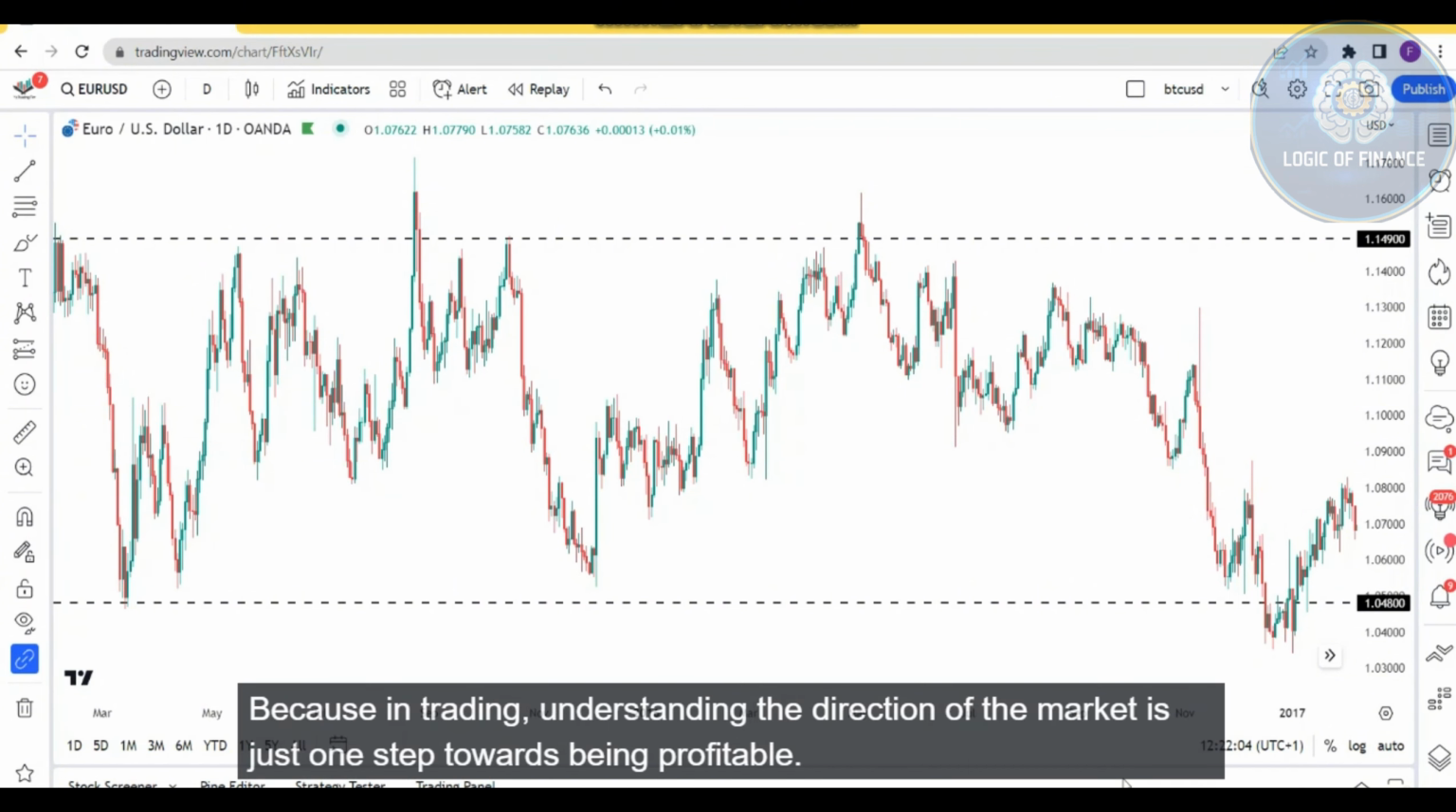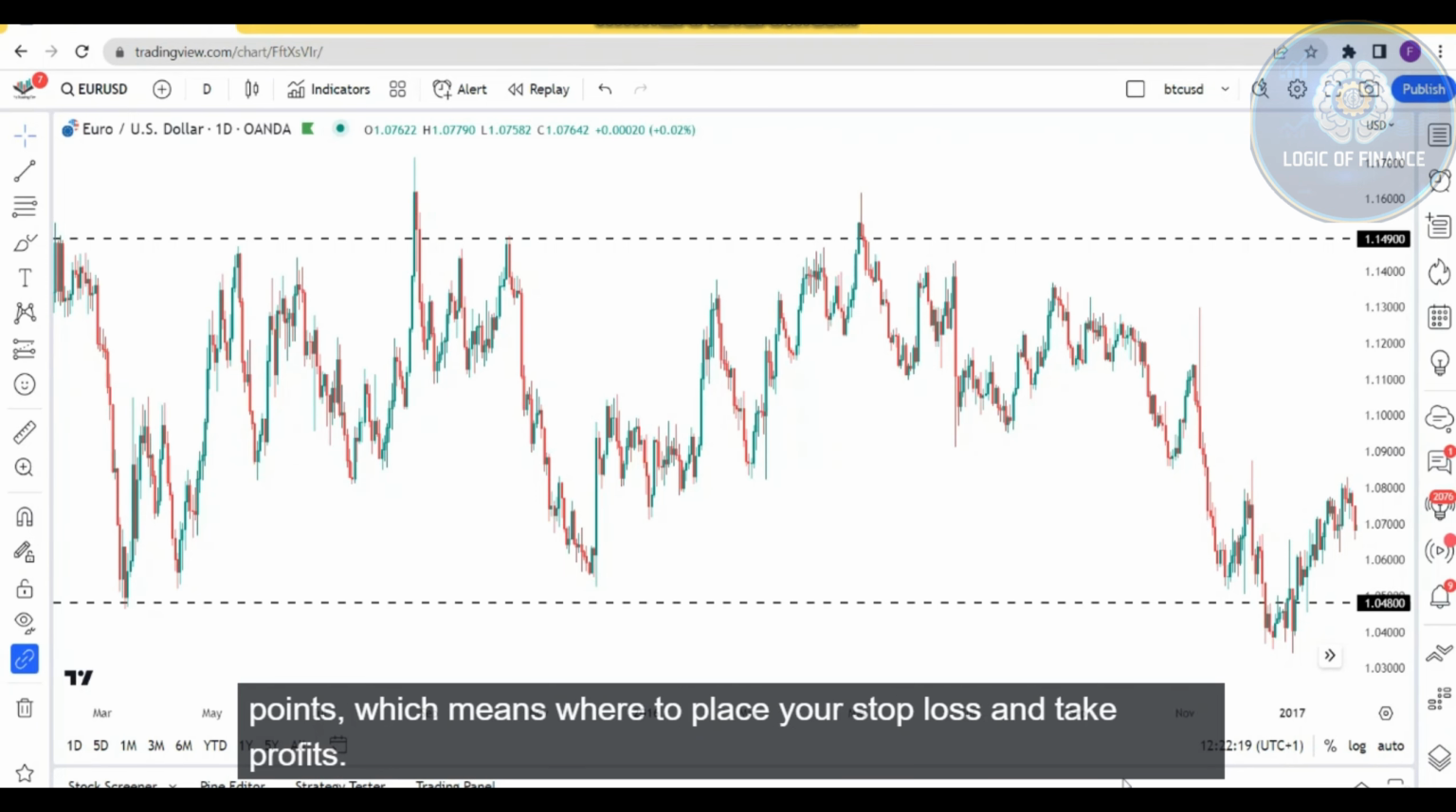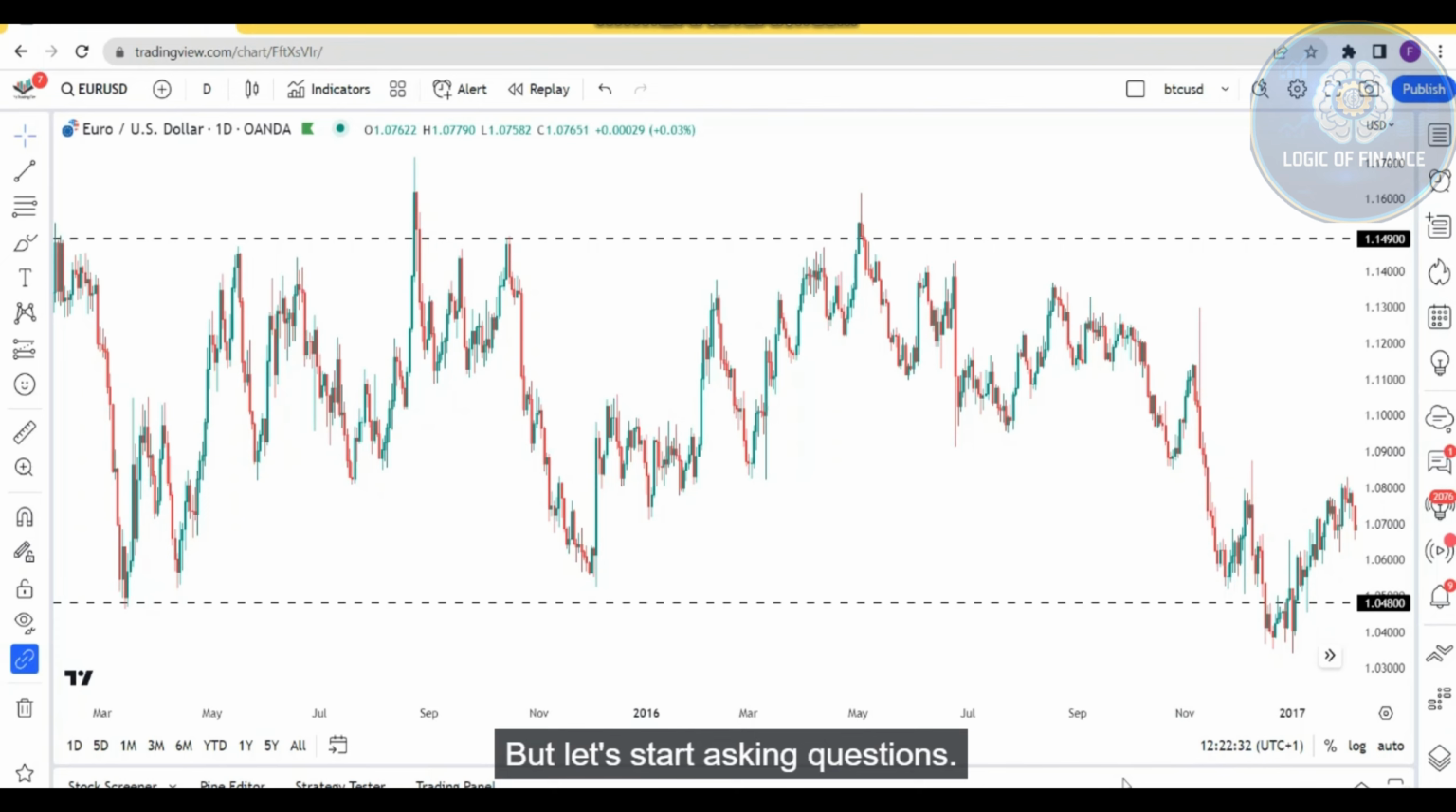Because in trading, understanding the direction of the market is just one step towards being profitable. You also need to understand the entry point, which means when exactly to enter a trade, and the exit point, which means where to place your stop loss and take profit. If we check again this market structure on euro-dollar, at first sight it looks easy to trade, but let's start asking questions. When do we enter the trade? Where do we place stop loss and take profit?